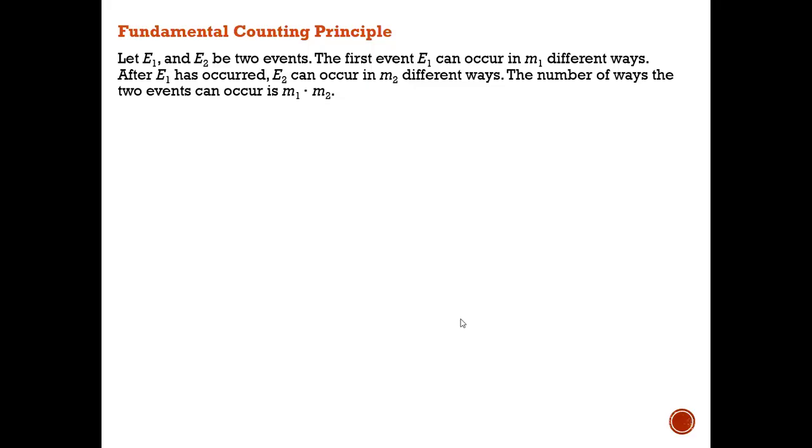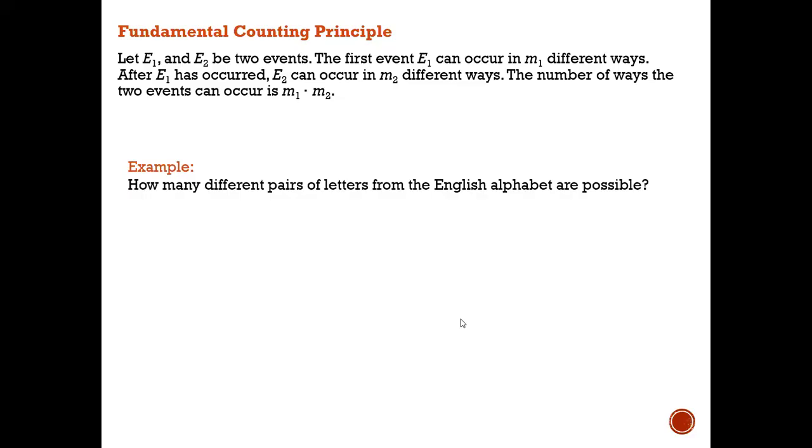Let E1 and E2 be 2 different events. The first event, E1, can occur in M1 number of ways. After E1 has occurred, E2 can occur in M2 number of ways. The number of ways the 2 events can occur is found by multiplying M1 and M2. So, multiplying the number of ways the first one can occur times the number of ways the second one can occur. So let's do an example.